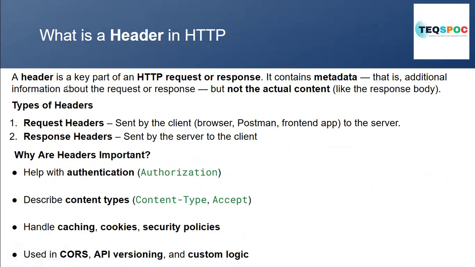So a header is basically a key part of the HTTP request or response. It contains metadata, that is, additional information about the request or response, but not the actual content. There are types of headers: a request header sent by the client, that is a browser or Postman, and a response header sent by the server to the client.